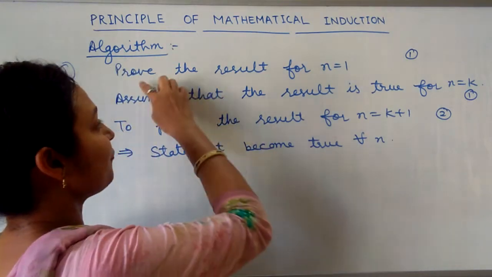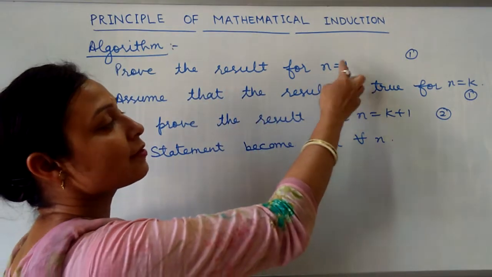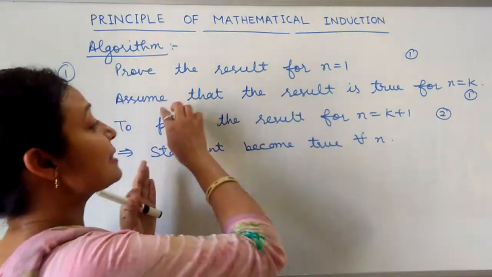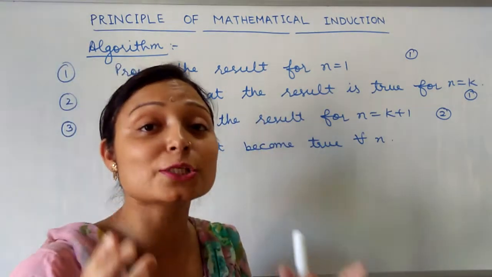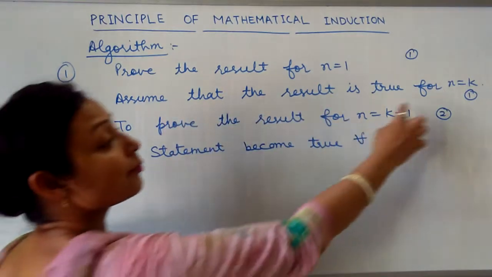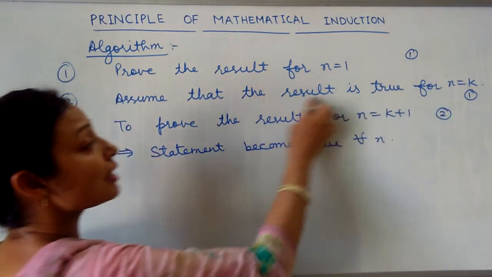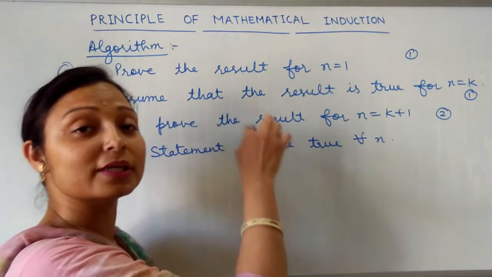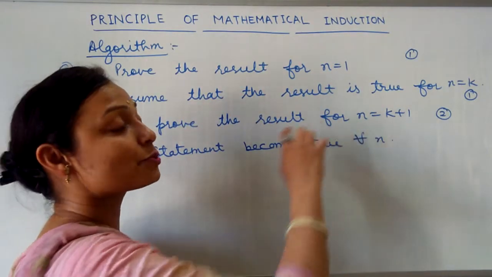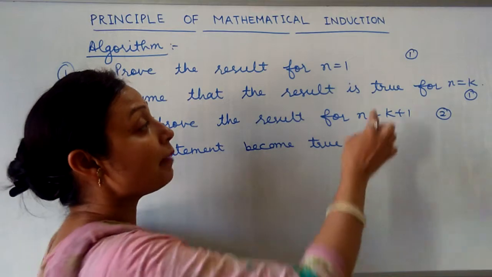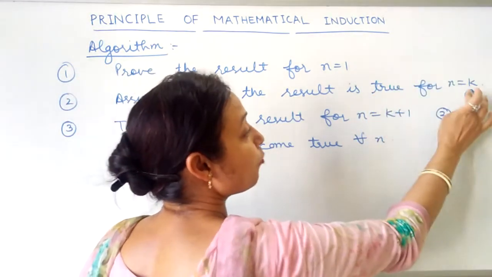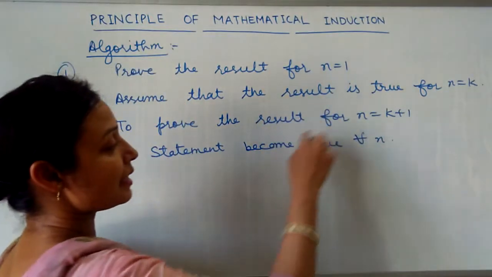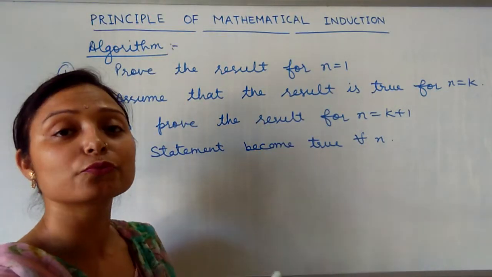Okay, so the first step is you have to take n equals to 1 and prove left hand side equals right hand side. Second, you have to assume the result for n equals to k. By using this second step, you have to prove the third, that is n equals to k plus 1. Okay, the marks are 1, then 1, then 2 for this step, then the statement becomes true for all n.